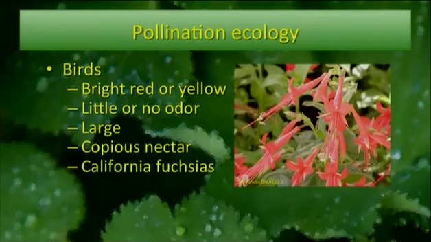So an example of this kind of flower are the California fuchsias. See how bright colored they are, tubular. So I guess hummingbirds would tend to pollinate these flowers.